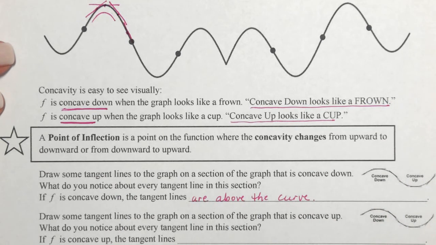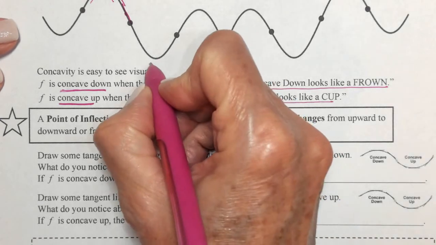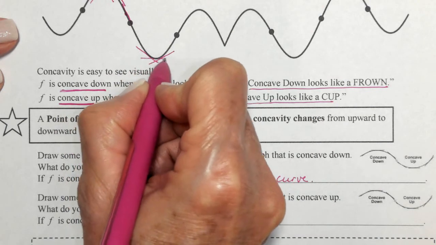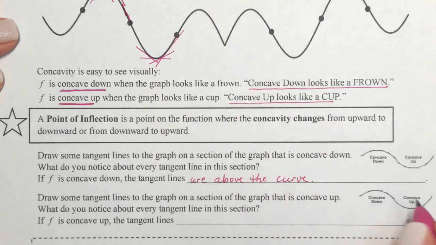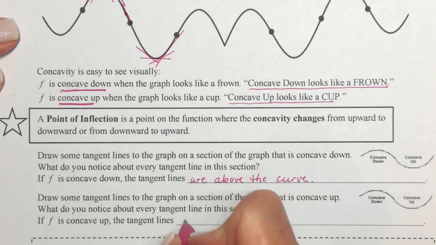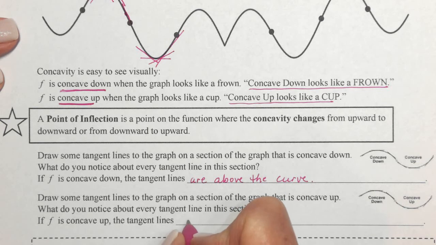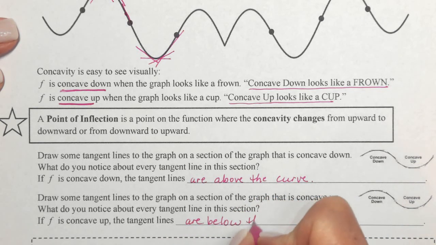Similarly, if we drew tangent lines to a concave up section, all of the tangent lines would be below the curve rather than above the curve. So if f is concave up, the tangent lines are below the curve. It just makes sense.